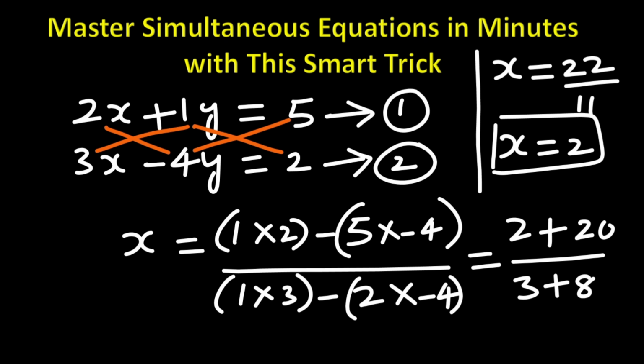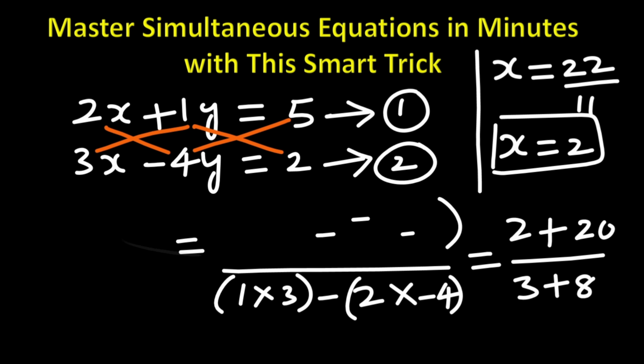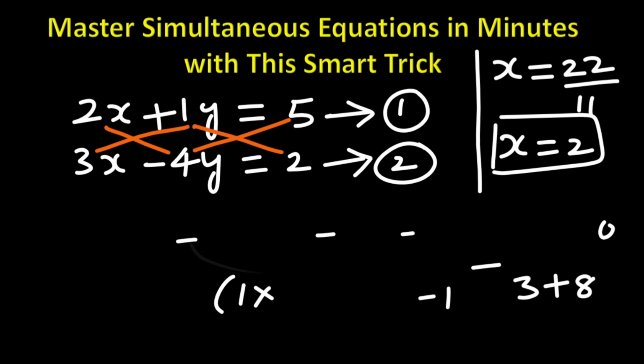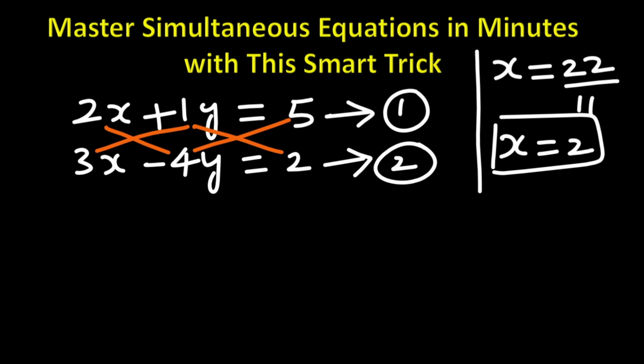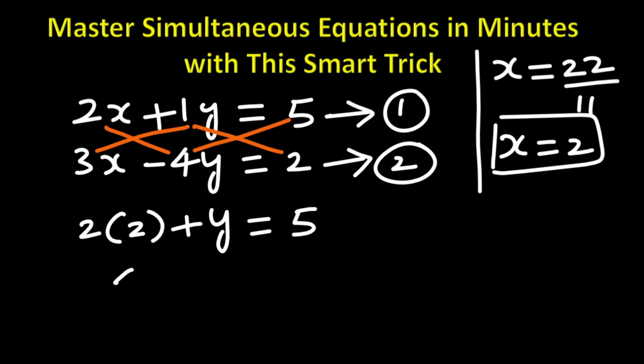Let's plug in x equals 2 in the first equation and find the value of y. Now the first equation is 2x. As you can see, the x value is 2. So 2 times 2 plus 1y, we can just write y, equals 5. 2 times 2 is 4 plus y equals 5.